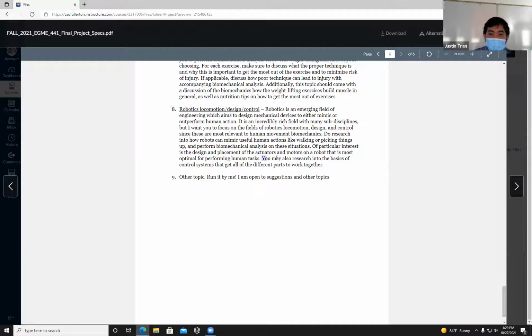And so another thing you can look into is some of the basics of control systems, because I think that's a really rich topic area as well. Okay. And so how the different actuators and motors all work together within a robot and how they're controlled, I think is a really interesting topic that you can dive into as well. Okay.